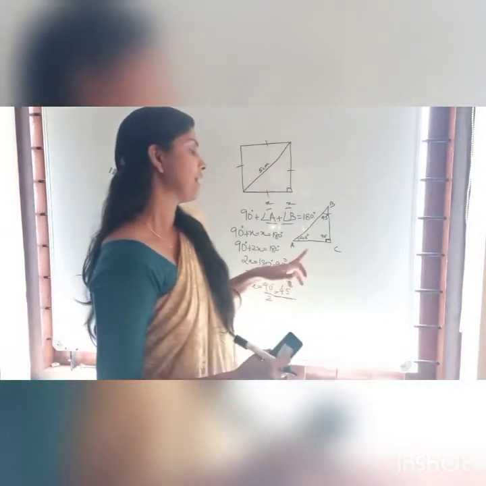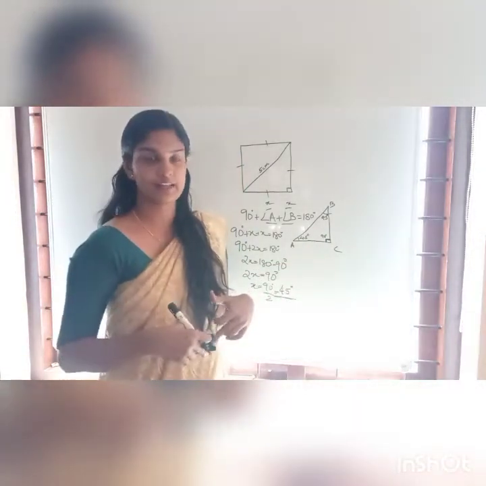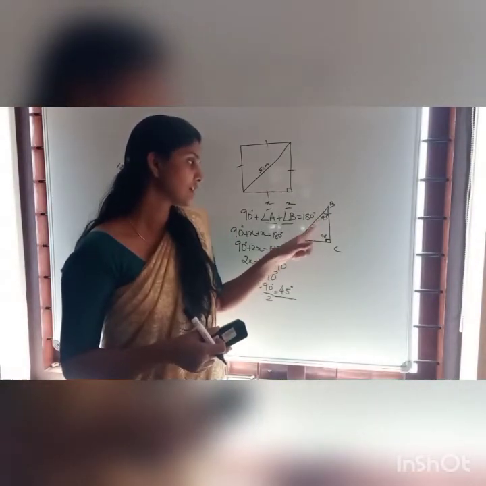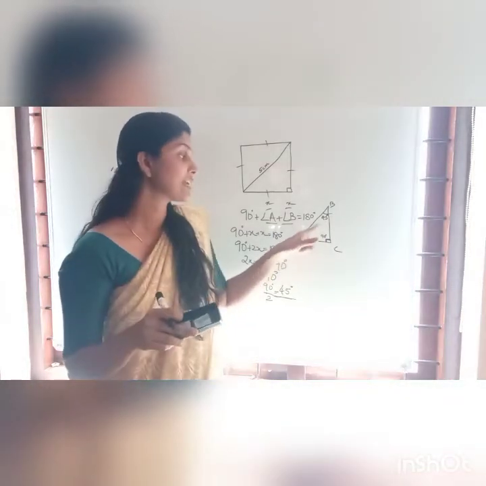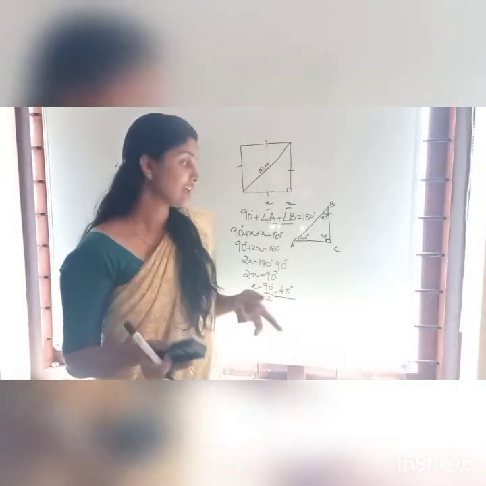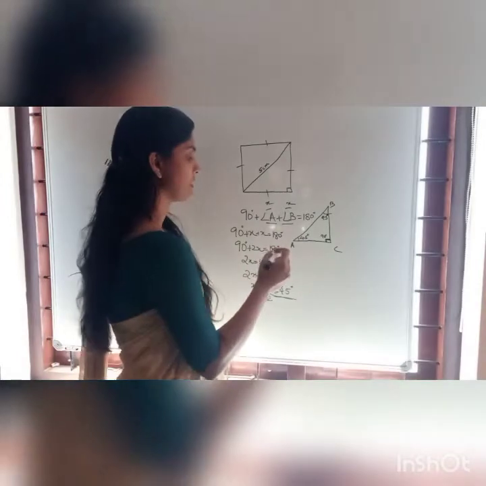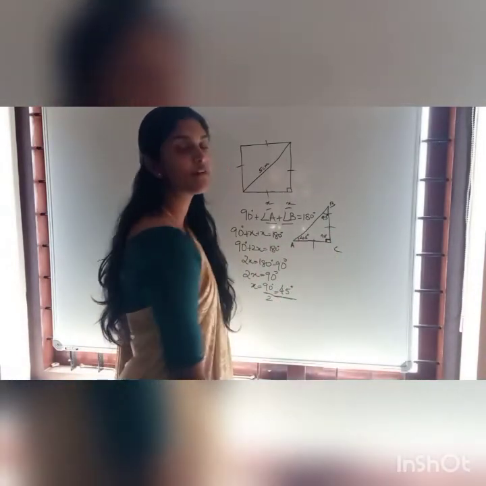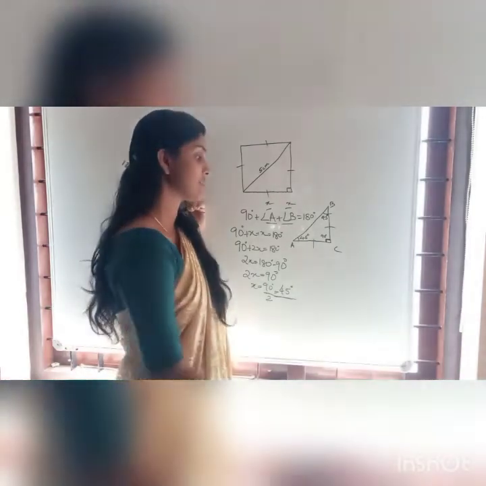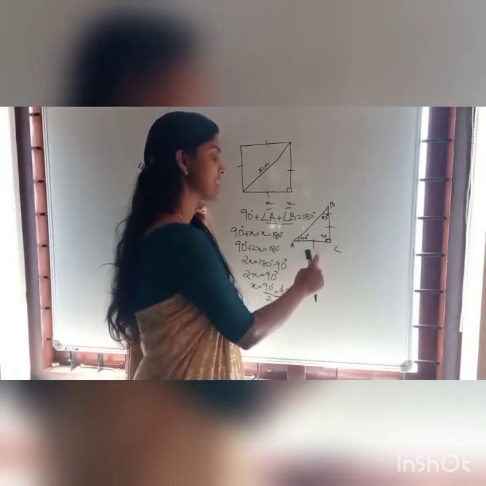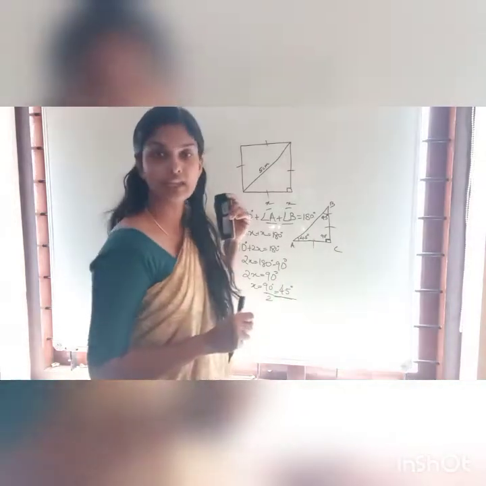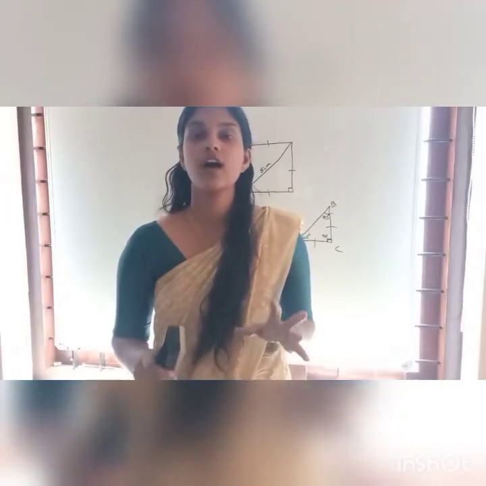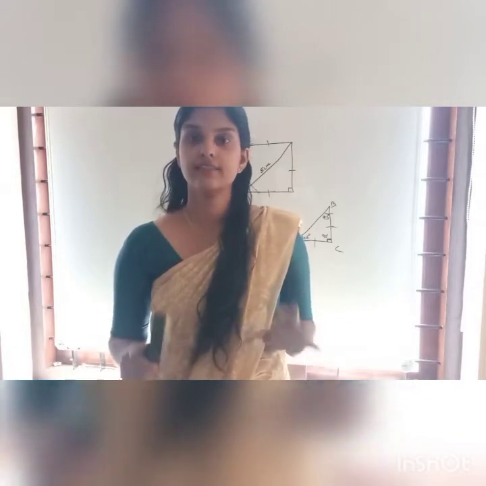Now, in the chapter similarity of triangles, you have seen that the sides opposite to equal angles will be of equal length, in such a way that we can say that this side and this side will be of equal length, right? Why? Because these are the sides opposite to equal angles. Let us see how to draw a square of diagonal 5 centimeter.